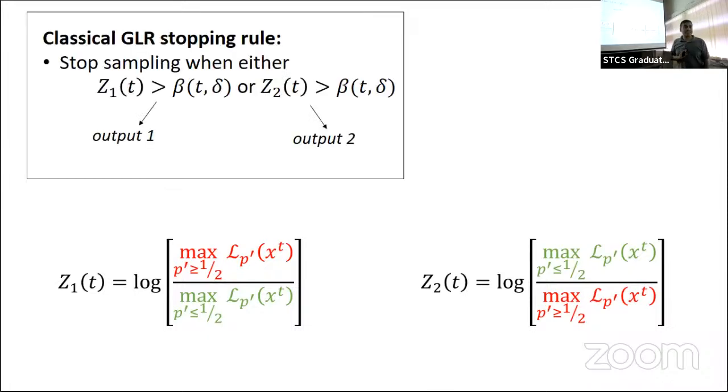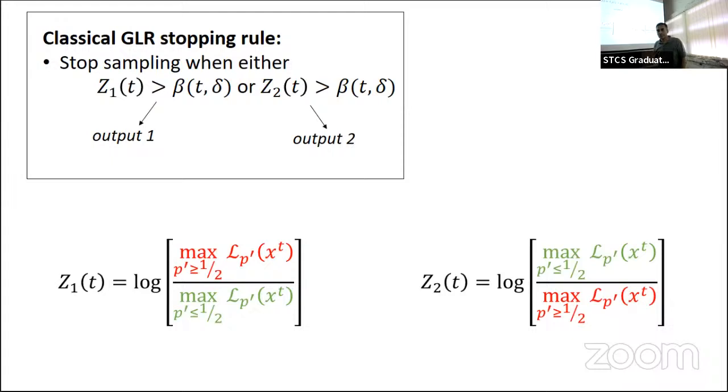And what is the classical GLR based stopping rule? It works as follows. I keep making observations and computing Z1 and Z2. There is a certain threshold beta. I'm not specifying the exact form here, but it turns out it's of the order of log 1 by delta. So there's a pre-specified time varying threshold beta, and I stop sampling either when Z1 crosses beta or Z2 crosses beta. If Z1 is the one that crosses beta, I flag 1 as my answer. If Z2 crosses, then I call 2 my answer. This is my stopping rule.